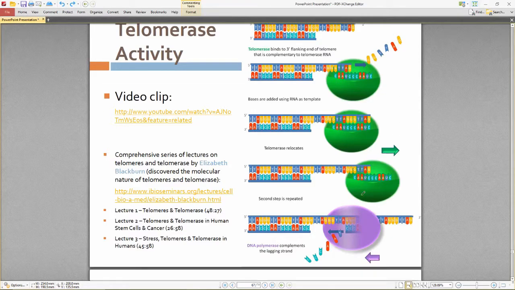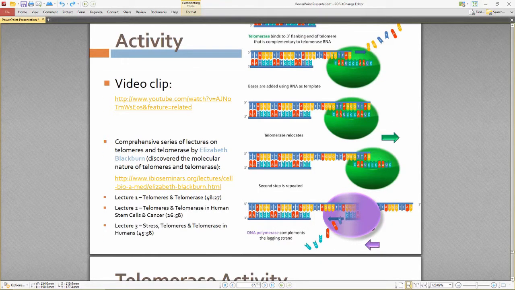Once the 3' end is extended sufficiently, RNAP can come in again, prime, and then DNAP can basically fill in. Does that make sense? The reason why this couldn't happen before is because you didn't have enough space.